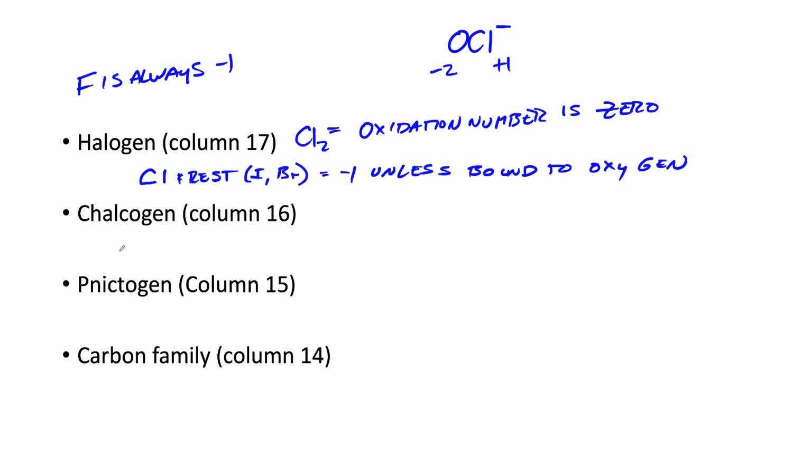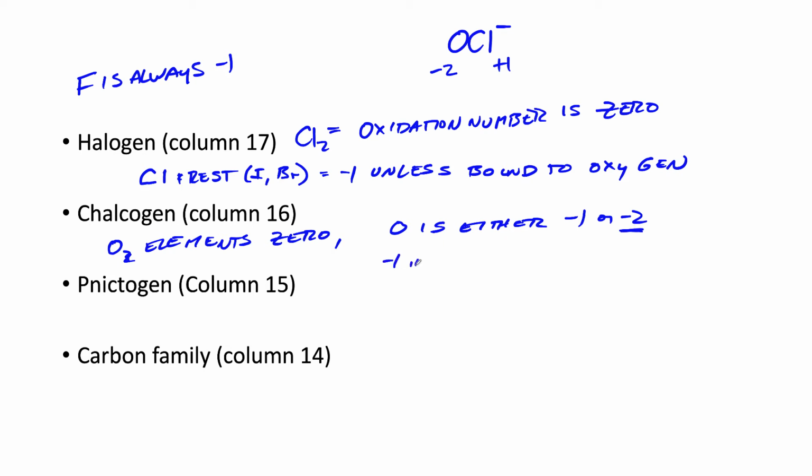Now, column 16, chalcogens, oxygen. If it's an elemental, it's always 0. If oxygen is in a compound, it's either -1 or -2, usually -2, -1 if bound to itself.